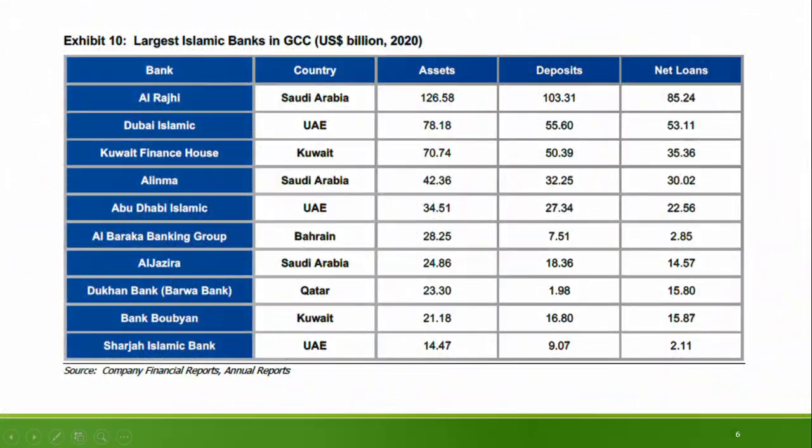Some of the largest banks in the GCC region: the top banks are there in Saudi Arabia, Al Rajhi Bank, Dubai Islamic of UAE, Kuwait Finance House of Kuwait, Alinma of Saudi Arabia, Abu Dhabi Islamic of UAE, Al Baraka Banking Group of Bahrain, Bank Aljazira, Saudi Arabia, Dukhan Bank of Qatar, Boubyan Bank of Kuwait, and Sharjah Islamic Bank of UAE.